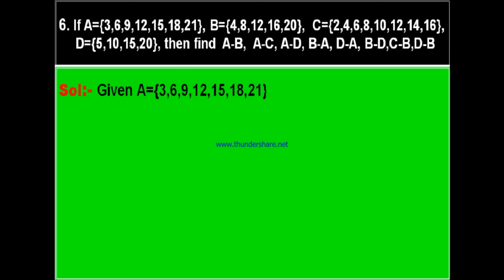Here is the solution. We have given set A. Write the set A: set of 3, 6, 9, 12, 15, 18, 21.